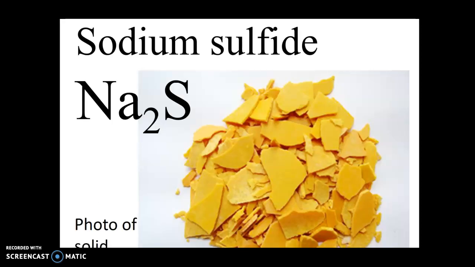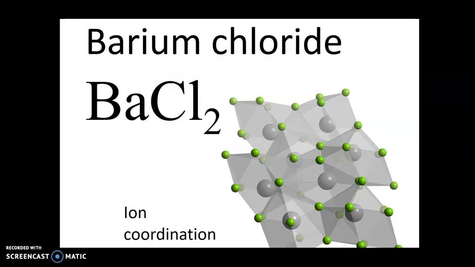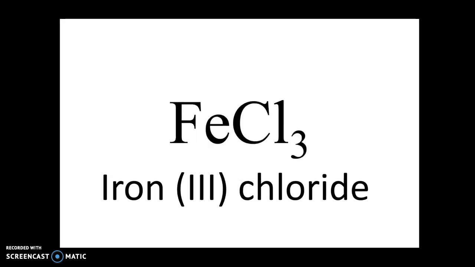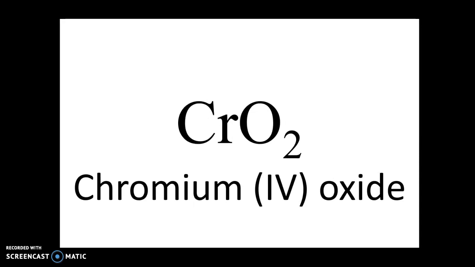We have Na2S, and the first word is sodium. We have BaCl2, and the first word is barium. We have Sr3N2, and the first word is strontium. We have FeCl3, and the first word is iron, Roman numeral 3. And we have CrO2, and the first word is chromium, Roman numeral 4.